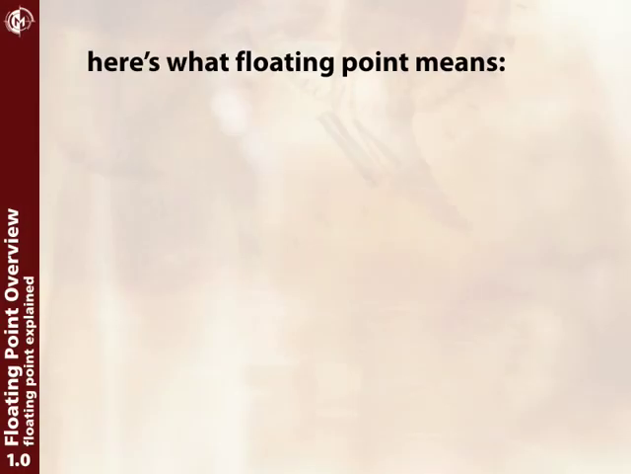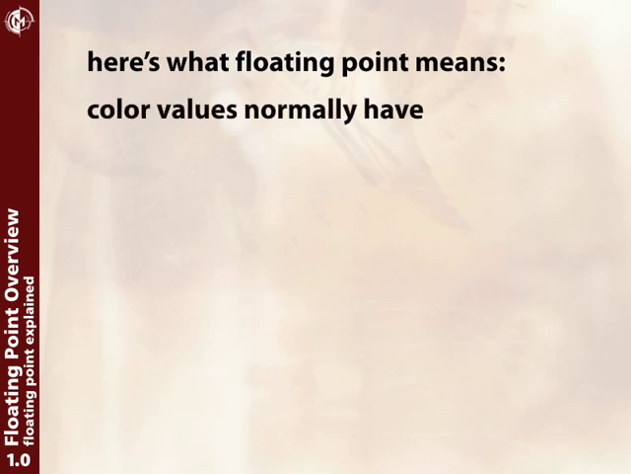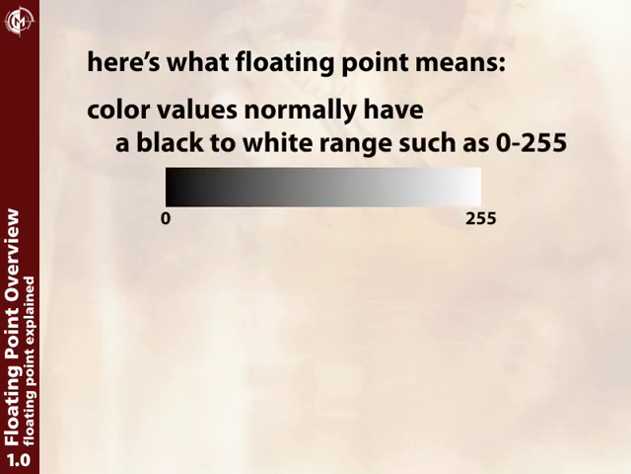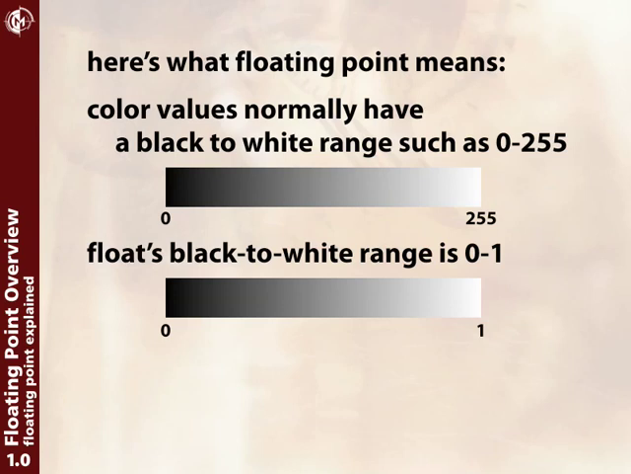So let's talk a little bit about what floating point is. Rather than defining colors from 0 to 255, color values are defined as from 0 to 1. 0 is black, 1 is white. Now here's the catch with floating point. You can define a color that's less than 0, or blacker than black, and a color that's greater than 1, in other words, whiter than white.